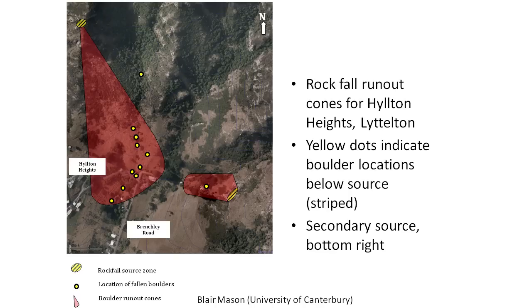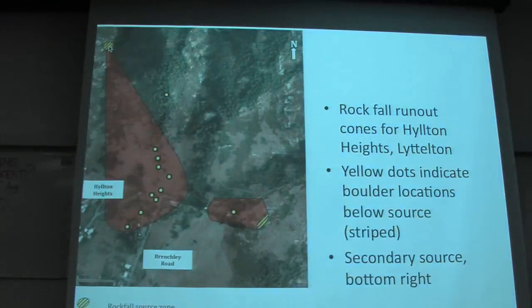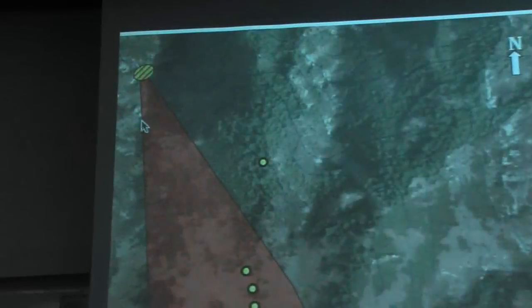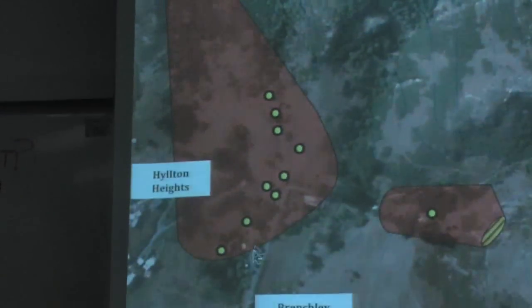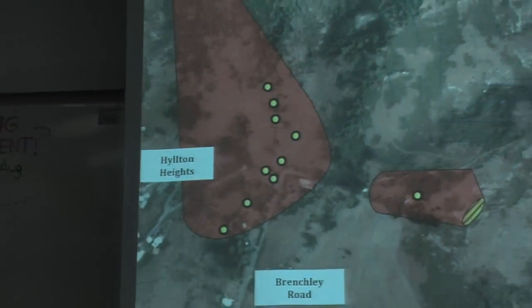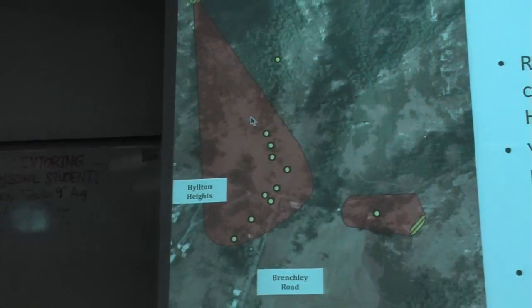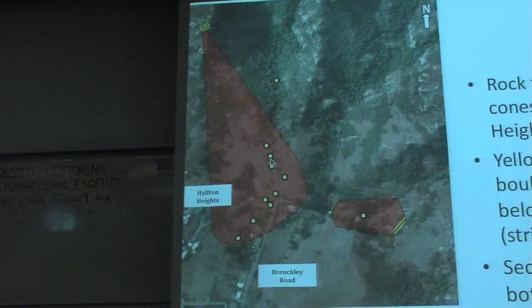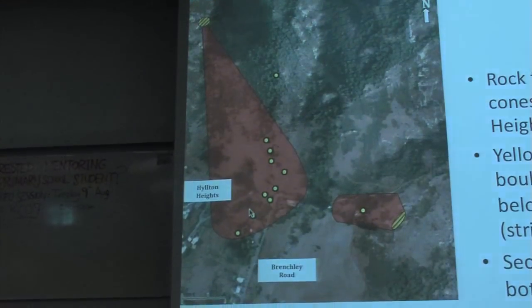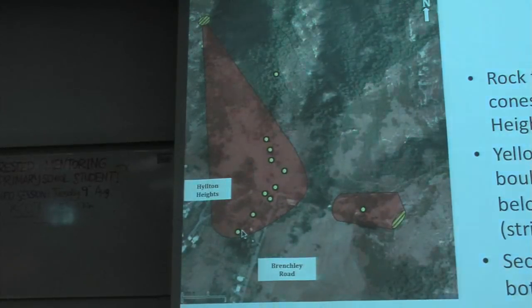In mapping them, what we've done here is pick up that source that I pointed out. There it is there, there's the source area. And then this is the cone that picks up where the boulders have gone and the area potentially impacted. So here we have all of these yellow dots down here showing us where boulders have ended up.